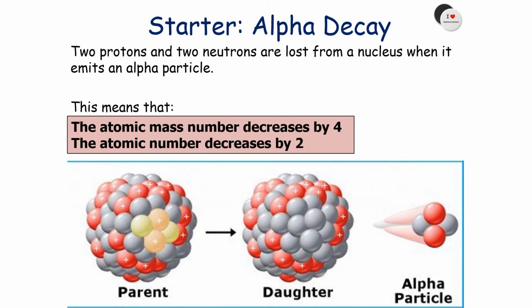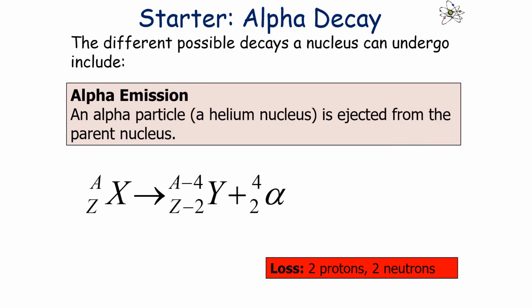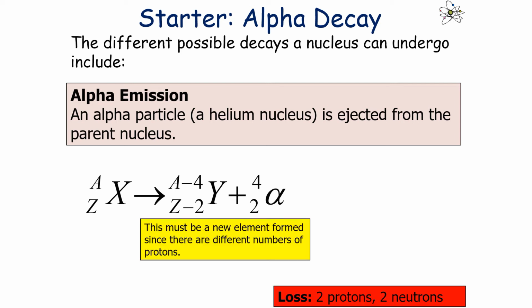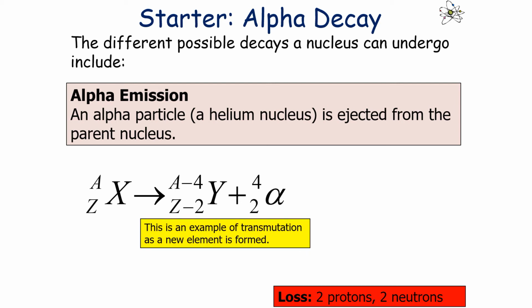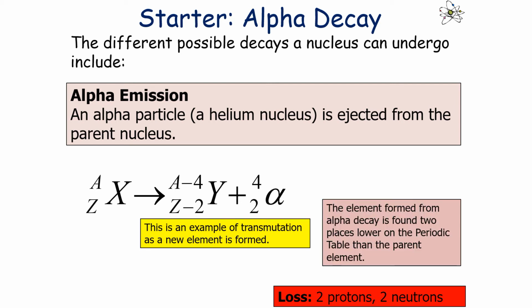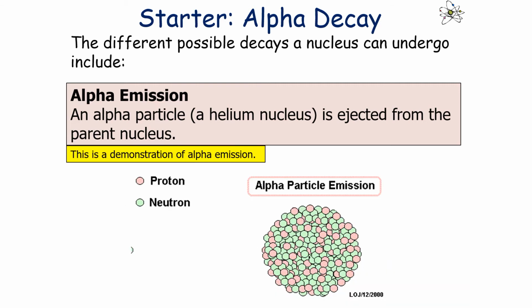So the atomic number goes down by 2 and the atomic mass number decreases by 4. So the new element is formed 2 places lower in the periodic table than the original element. So alpha emission is when an alpha particle or helium nucleus is ejected from the parent nucleus. Now you've got a new element formed because we've lost 2 protons. Now whilst this is the same as a helium nucleus, the term alpha is used if this alpha particle has originated from the nucleus. So this is an example of transmutation as a new element is formed, which is formed 2 places lower on the periodic table than the parent element. Now each alpha particle is released with the same kinetic energy as there are no other products produced in the decay, as you can see in this particular animation.